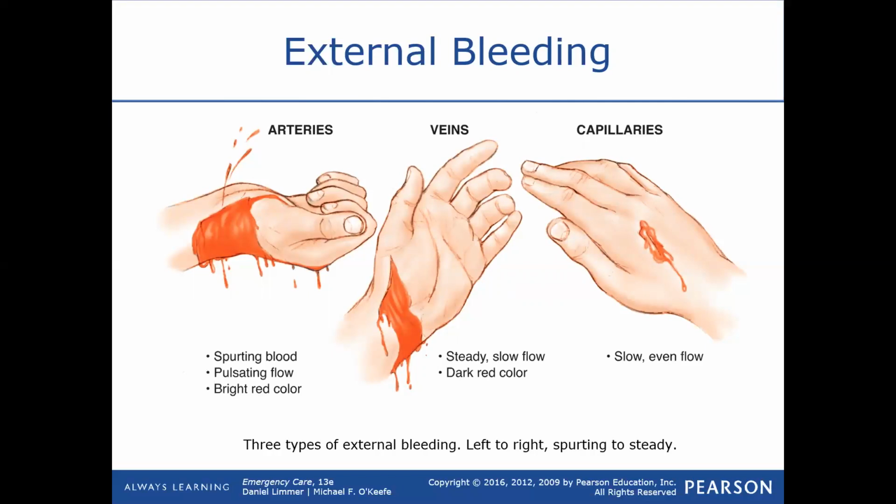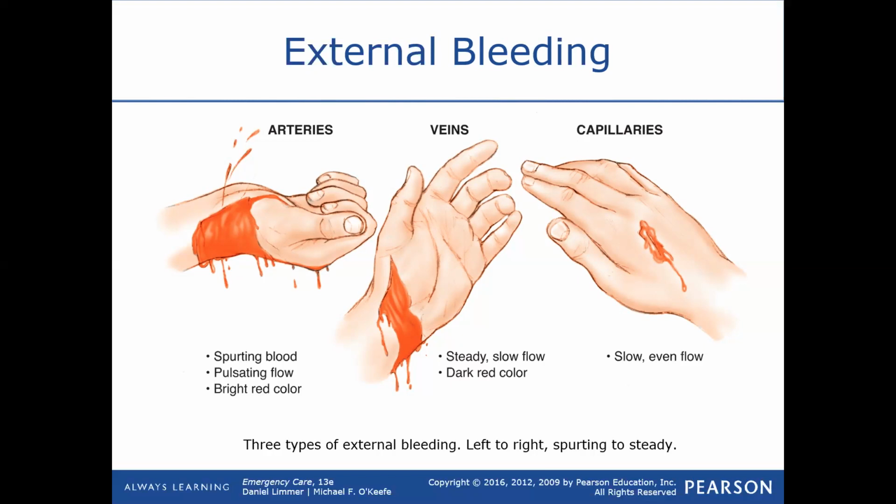If there's an artery that's bleeding, generally speaking, it's going to be high pressure. Remember, we talked about the arteries that carry blood away from the heart. Those are going to be under pressure. So if we cut an artery, you're going to see spurting blood. You're going to see a pulsating flow, just to the beat of the heart, and it's usually a bright red color.